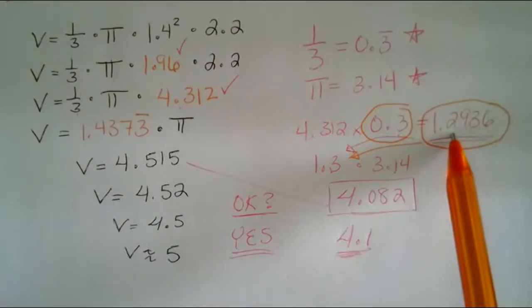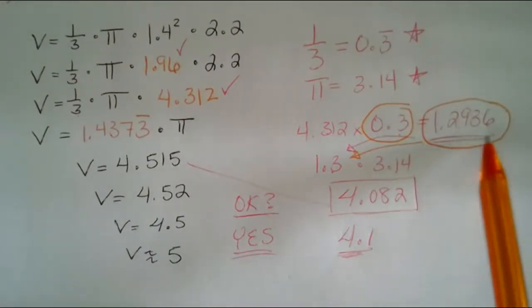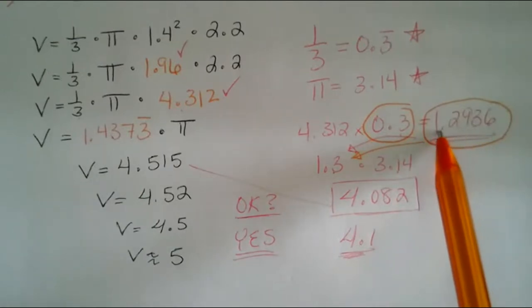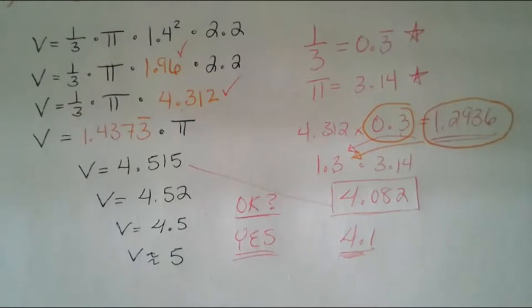And for this one, it's 0.2936. I just bumped it up and said 3. Could you have left it as 1.29? Sure, you could have. Your answer would have been a little bit different as well.